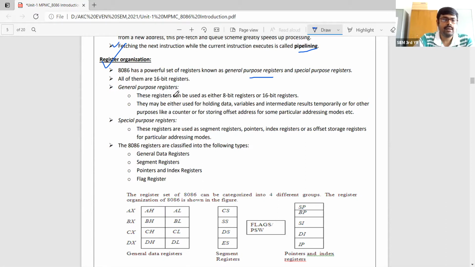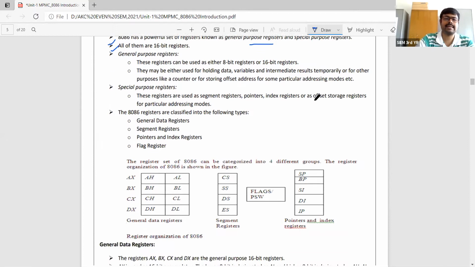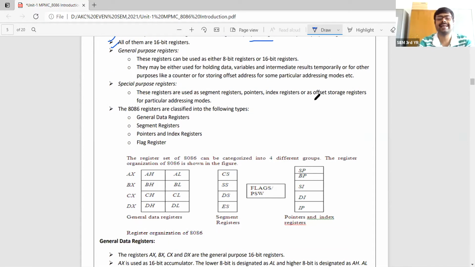Point number 3, general purpose register, what is the classification? These registers can be used as either 8-bit registers or 16-bit registers. So depending upon the operation requirement and the instruction sets, we can go for the 8-bit register or 16-bit register operation. That is the unique quality that the 8086 has.